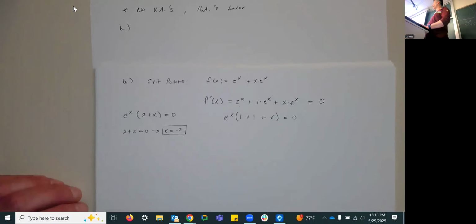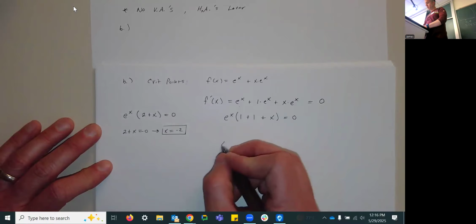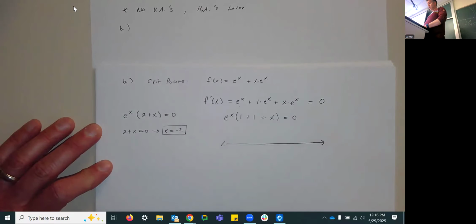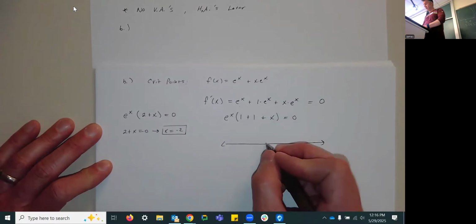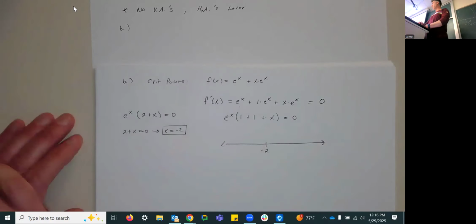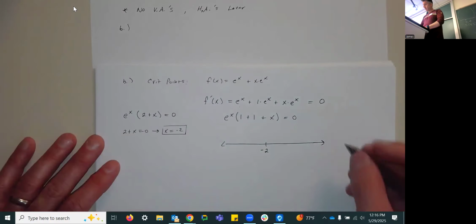Let's go and figure out what kind of critical point we have. Is it a maximum, is it a minimum, or is it neither? It could be neither. So we're going to use a sign chart. We're going to put our only critical value on the sign chart. It's -2. I don't care about anything else.